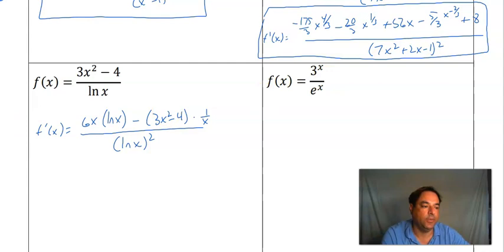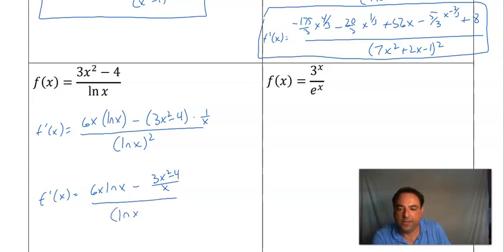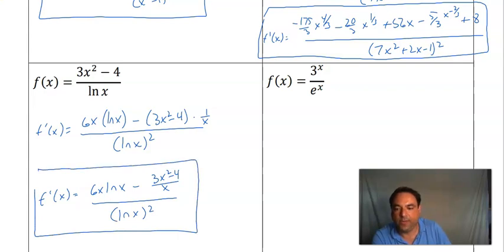Okay, so make sure we did the quotient rule correct. Then to clean this up, not too much we're going to do here, but this would be 6x ln of x minus, maybe we put the 3x squared minus 4 over x, all over the ln of x squared. And that would be your final simplified answer.